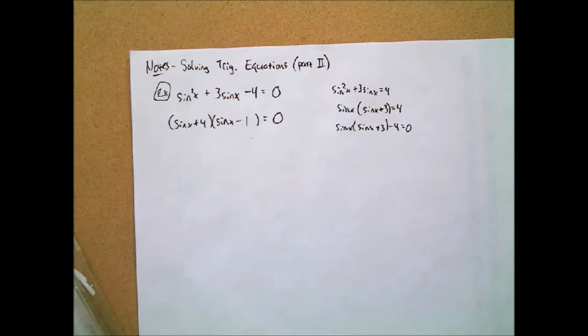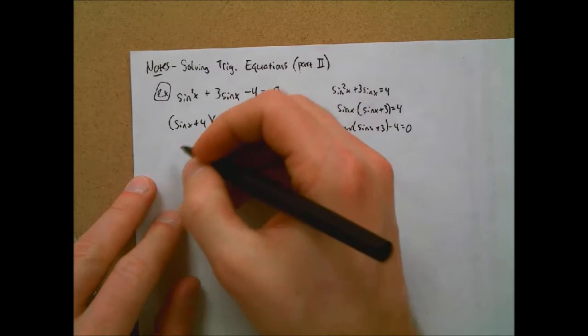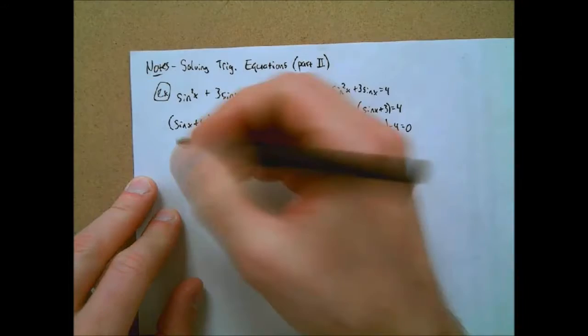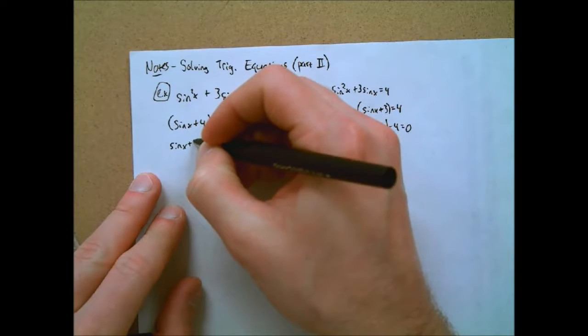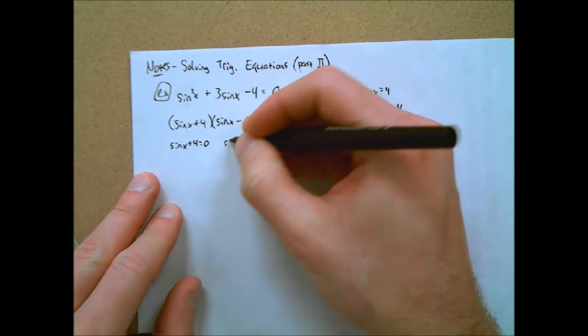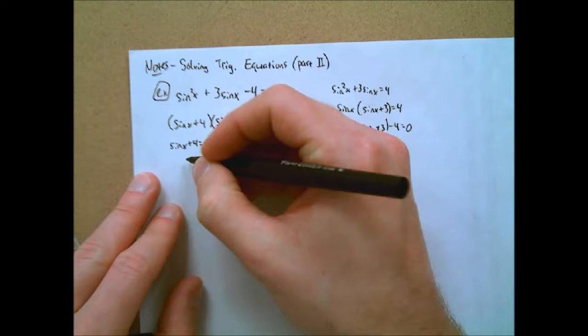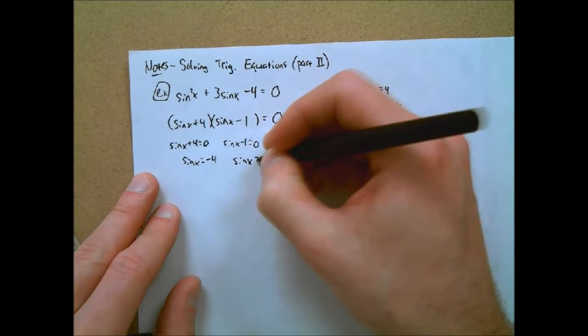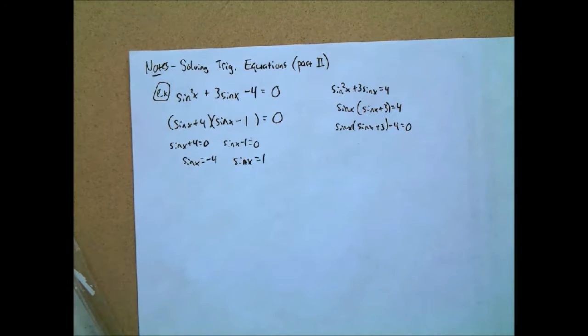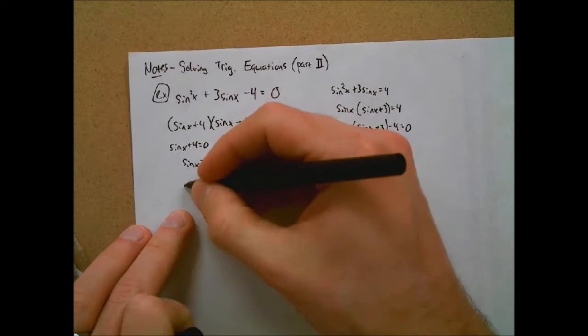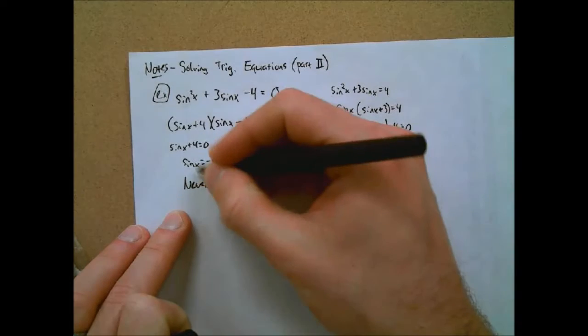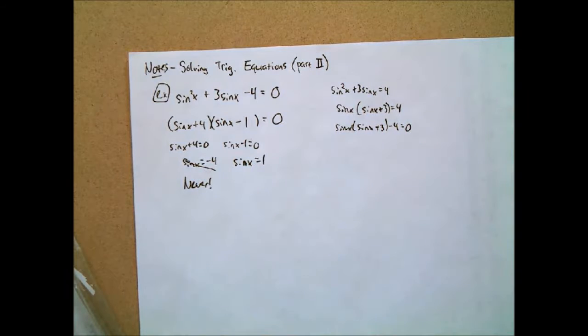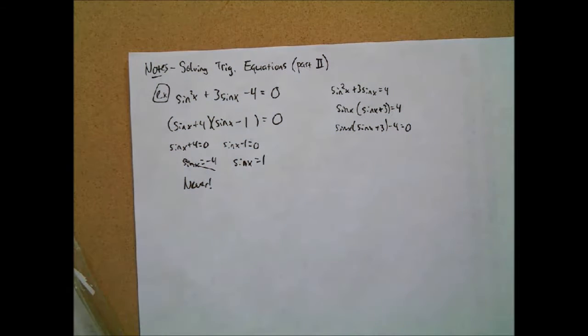Like that. And so then we will set each factor, again, two things that multiply to give us 0, equal to 0. We set this factor equal to 0, and we set this factor equal to 0. And we get sine of x equals -4, and sine of x equals 1. Okay? When does sine of x equal -4? Never. Okay? When does sine of x equal 1? Pi over 2.